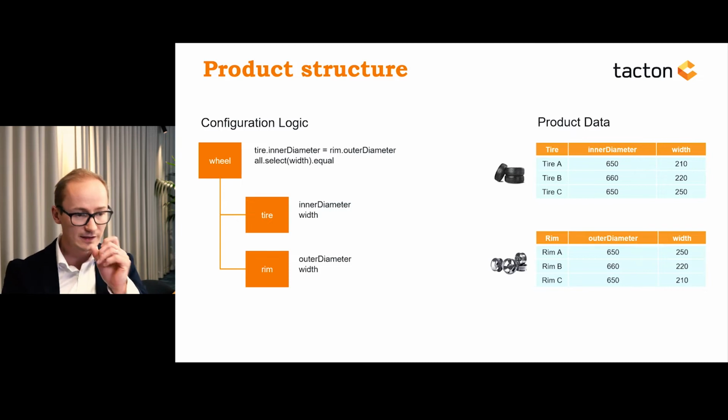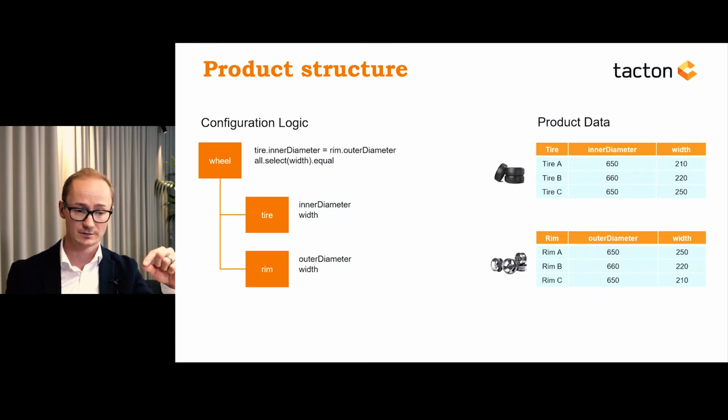All right, let's look at how we would actually build up a configuration model for this. The logic we have to the left is that we built a tree structure representing this product configurator. So we have a wheel, a tire, and a rim. And then we start assigning some features to that. We have an outer diameter on the rim, we have an inner diameter on the tire, they have a width, and then we put configuration rules on top.